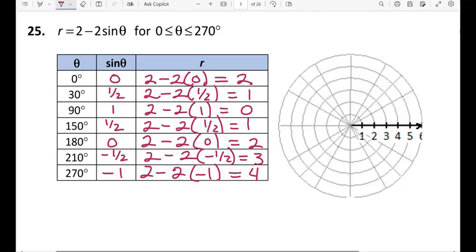All right, so at 0 degrees, the radius is 2. At 30 degrees, the radius is 1. And at 90 degrees, the radius is 0. We're spiraling inward. Now at 150 degrees, the radius is 1. And at 180 degrees, the radius is 2, again spiraling outward. At 210 degrees, the radius is 3, continuing to spiral outward. And at 270 degrees, the radius is 4.